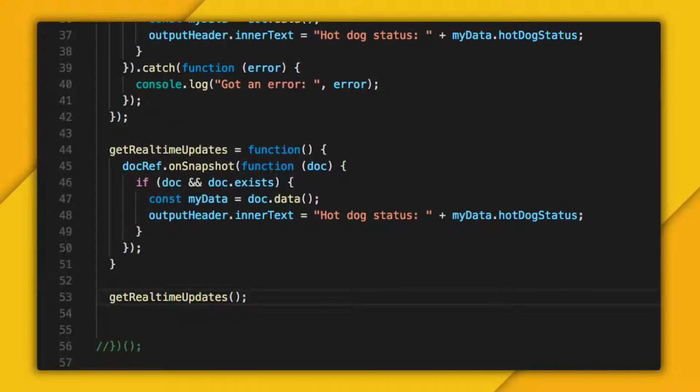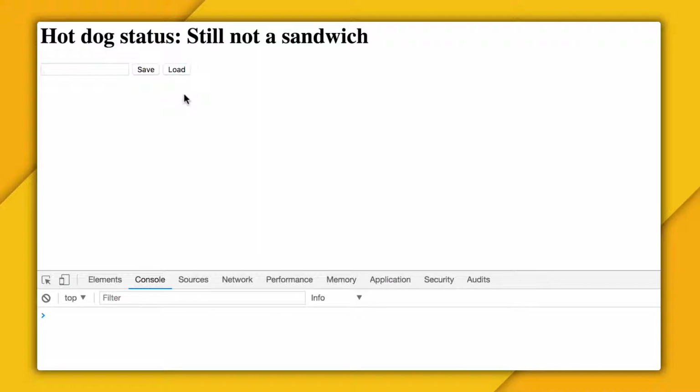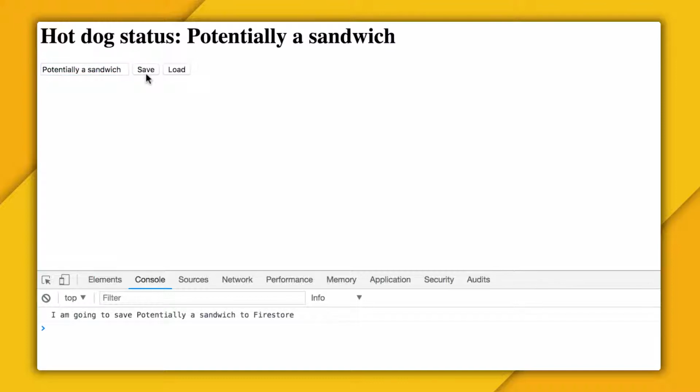Here, let's reload the page. Now you can see that thanks to my onSnapshot listener, my text automatically gets updated with "still not a sandwich," the value that was in the cloud previously. So let me change my status to "potentially a sandwich." I'll hit save, and you can see that my label gets updated automatically without my having to even touch that load button. Neat. Wow, that was fast.